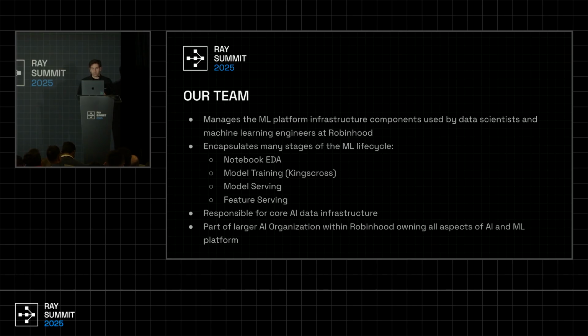So a note on our team, we're part of the AI infrastructure team at Robinhood, one part of which is managing the ML platform used by our data scientists and ML engineers. This consists of several components, namely our notebook solution for exploratory data analysis, the model training platform, which is the main focus of this talk. Our internal model training platform is called King's Cross. We also manage other steps of the ML lifecycle, such as model serving and online feature store.